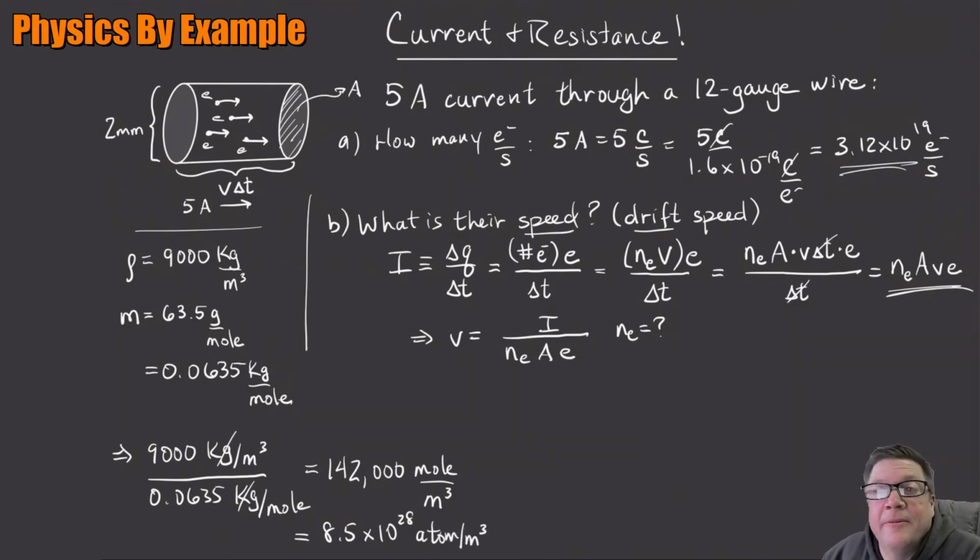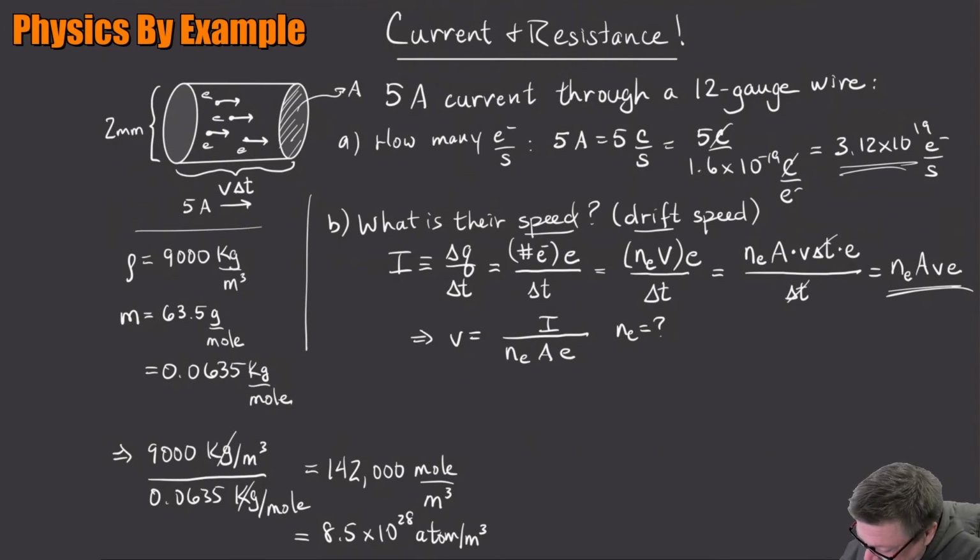Atoms per cubic meter. There we go. There's our number density. So for copper, for every cubic meter of copper, apparently there are 8.5 times 10 to the 28th atoms. And what that'll mean then is that there's 8.5 times 10 to the 28th free electrons that are able to flow per cubic meter.